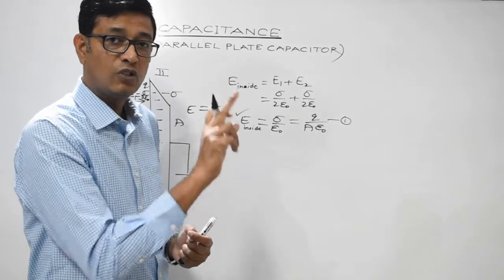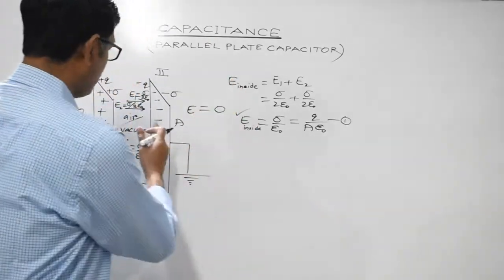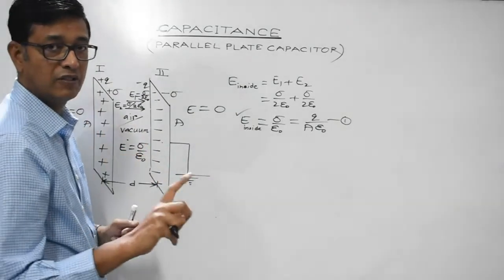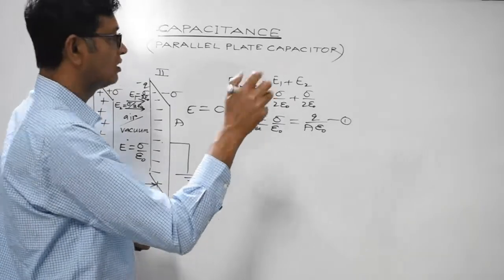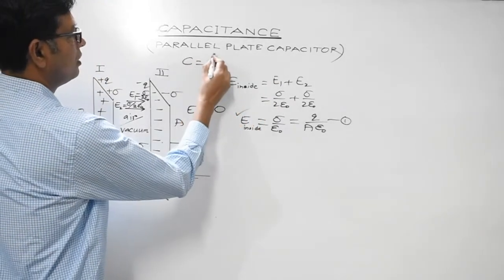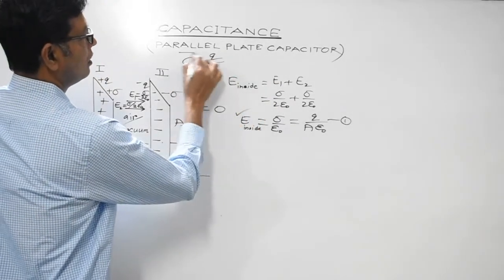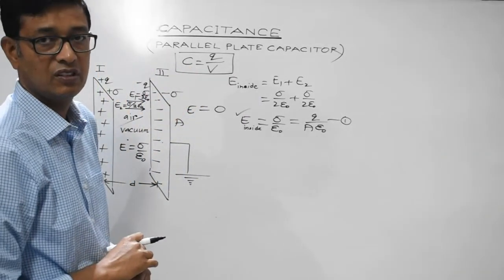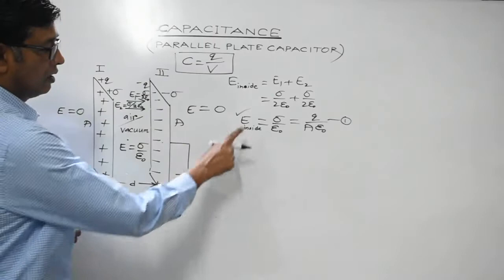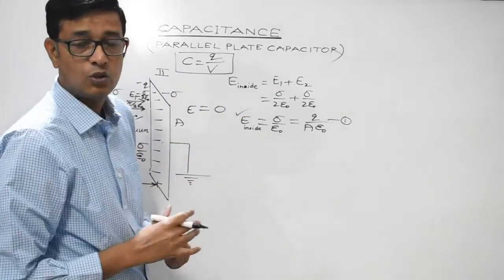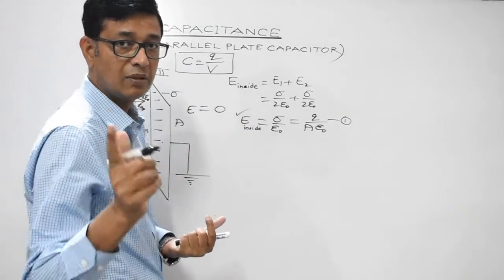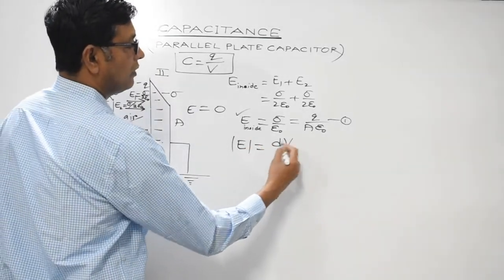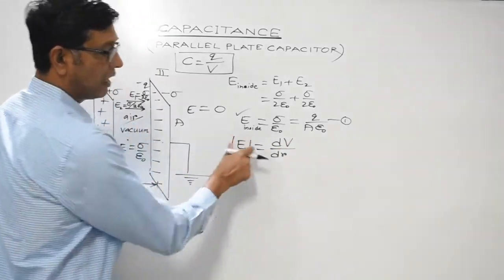So, we need to find out the potential difference between these two plates, right? Knowing the value of potential difference and substituting it in the formula C equals Q by V, we can easily find the expression for the capacitance. Since we are aware of the electric field, potential can be determined by the formula: E in magnitude is given by dV by dr.